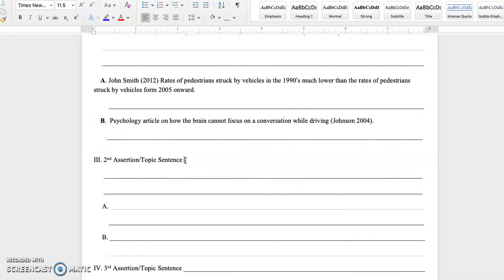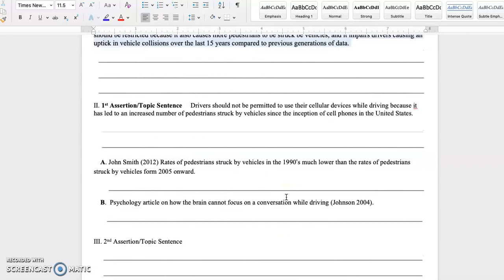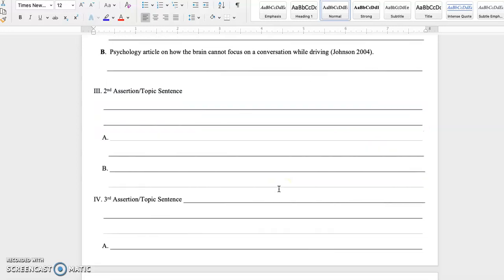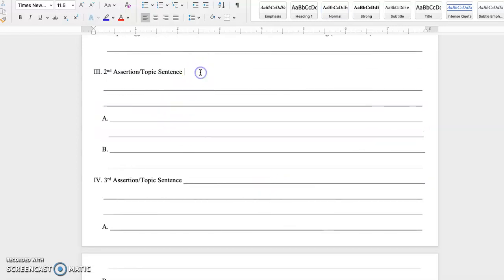Now we have to go back to my thesis statement, because you might say, Mr. Hewitt, I don't know what else to say. Go back to your thesis statement. What was your second point? My second point was that it impairs drivers, causing an uptick in vehicle collisions. Okay, so I'm going to write that right here.